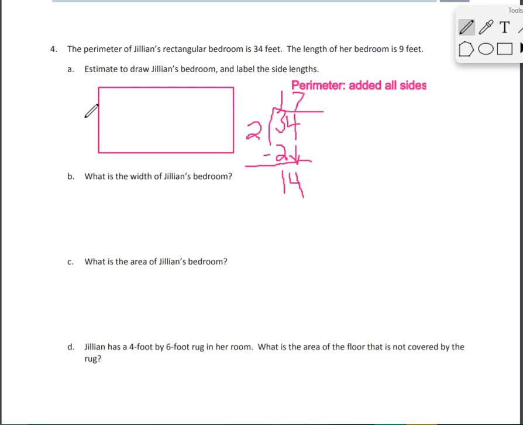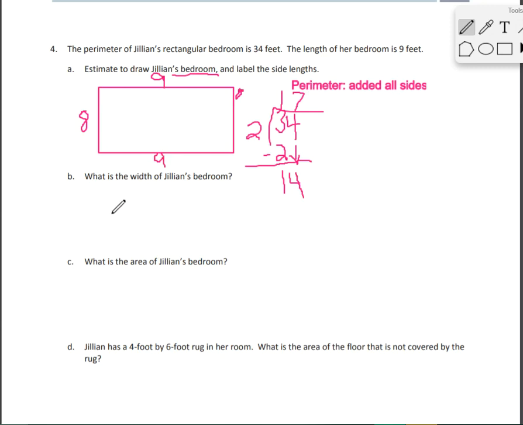I can pick any 2 numbers I want that will add to 17, but I'm going to keep in mind this is a bedroom. Bedrooms are usually almost as wide as they are long. So I do not want to give poor Jillian a 2-foot wide bedroom and then have it be 15 feet long. I want to try and keep them even. So I'm going to say this is 8 feet and this is 9 feet. I'm going to stay away from labeling over here where I've divided. I'm going to tuck it up here in the corner. I don't want to mix it up with where my work is.